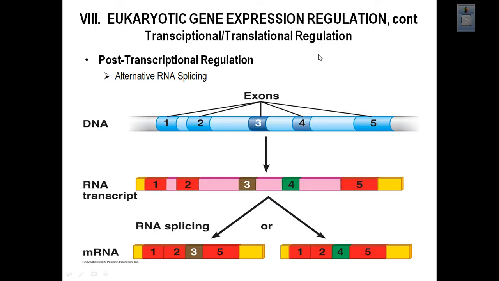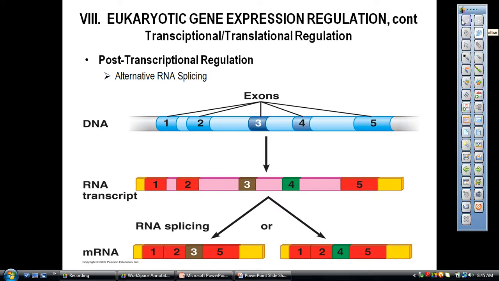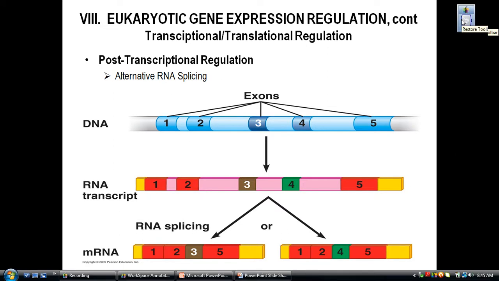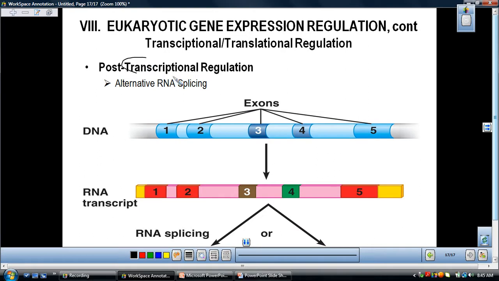Okay, it's called alternative RNA splicing. Once again, this is a post-transcriptional regulation. Okay, so if you see right here what's listed under after transcription, we have something called alternative RNA splicing. It's kind of cool when you look at it.